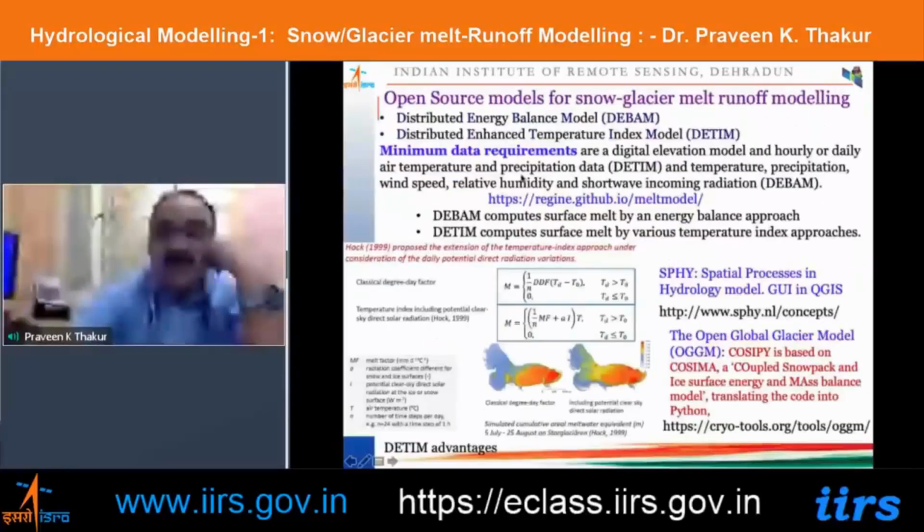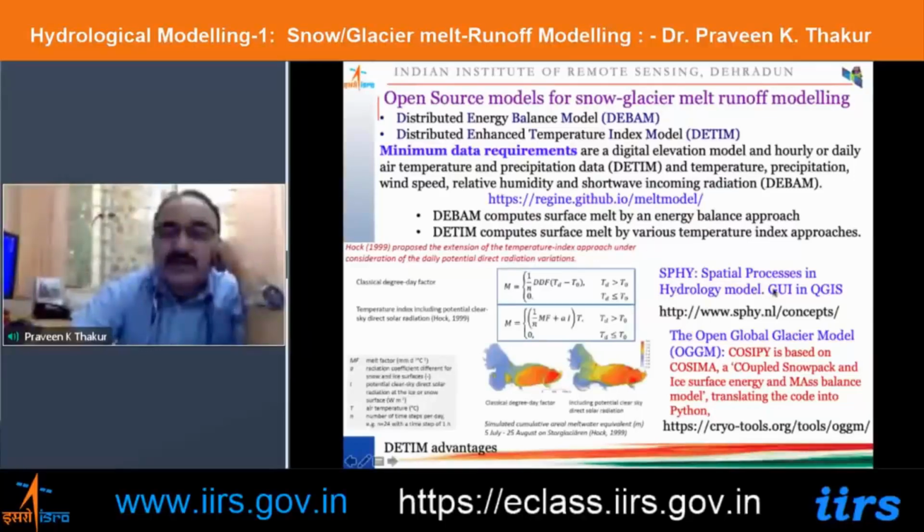If you do not have this particular data, then three models are available in the literature. This is the distributed energy balance model and the distributed enhanced temperature index model. The traditional temperature index model makes use of the degree days only, without considering the influence of the clear sky incoming solar radiation. If you make use of the clear sky incoming solar radiation at the snow or ice surface, you can see this spatially distributed map. This will have much higher accuracy compared to the traditional model, which is only a function of the degree day factor. This is the DTM model, and you can use this website to download it.